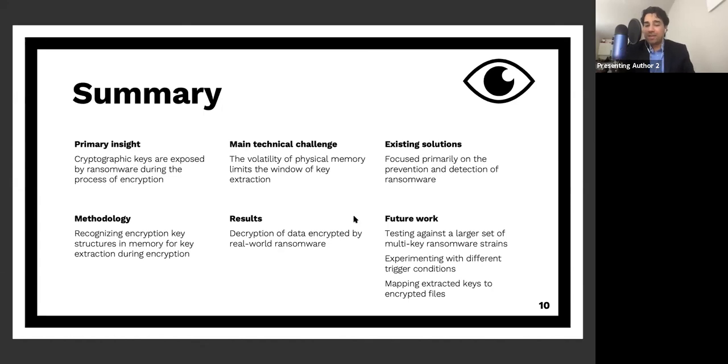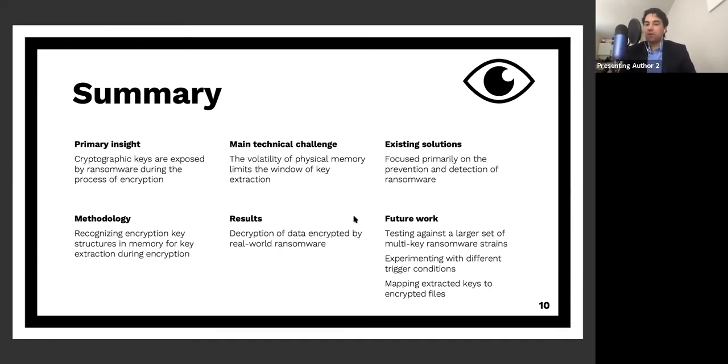The main technical challenge we faced was the volatility of physical memory. As you can imagine, physical memory is constantly changing, so you can't make assumptions without doing a lot of experiments to see what's actually there. The data is highly ephemeral, so we're bound by time as well. If we take too long, the key might have appeared and disappeared in memory before we could get to it.